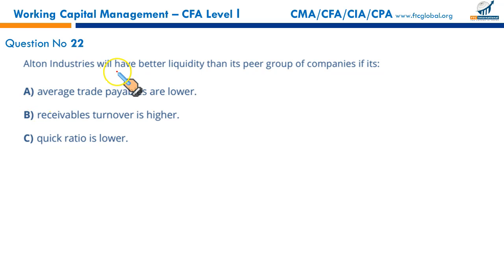Which industry will have better liquidity than its peer group of companies if its average trade payables are lower? If your average trade payables are lower, it means you are frequently making payments. You are paying them again and again after a few days. When you pay your accounts payable frequently, you have lower accounts payable, and your liquidity will be low. This is not a good approach. Delay as much as you can without damaging your relationship with your vendors.